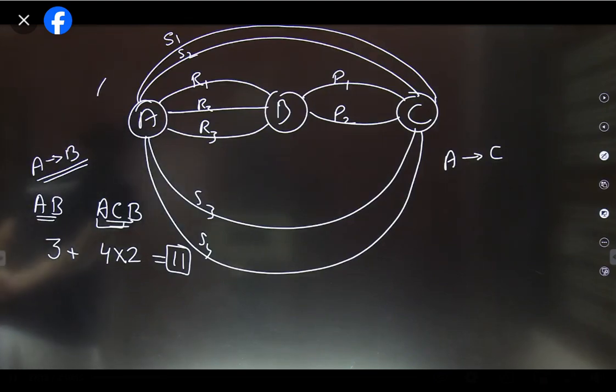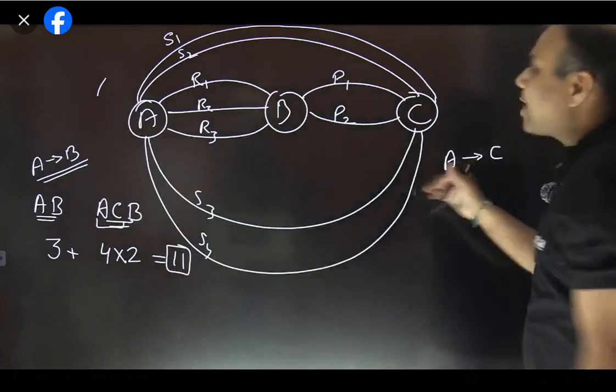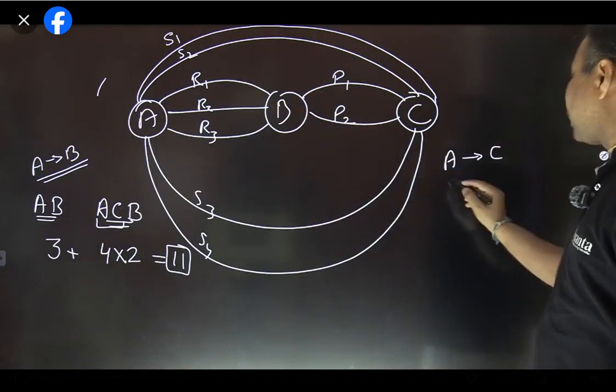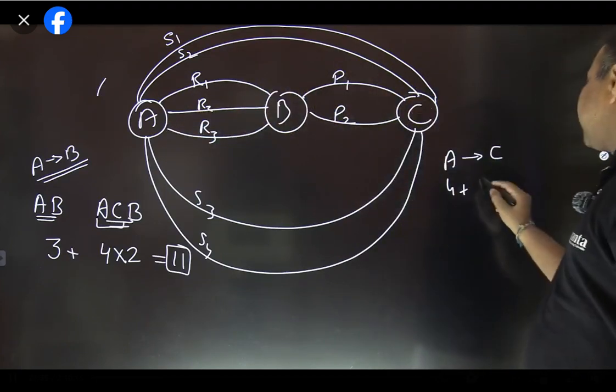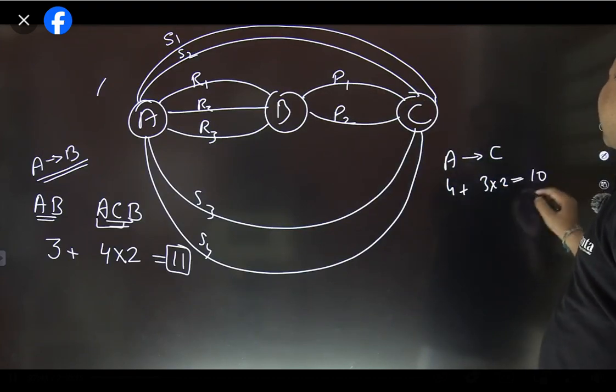Excellent, Tulika, Anirudh, Harsh, good. Yes, perfect. 10 is the right answer. Now, while going from A to C, I can use a direct path, that is there are 4. Plus, I can go to B first and then to C. That means 3 into 2. So 6 plus 4 comes out to be 10. So this is the right answer.